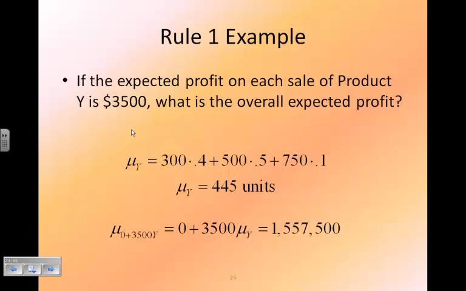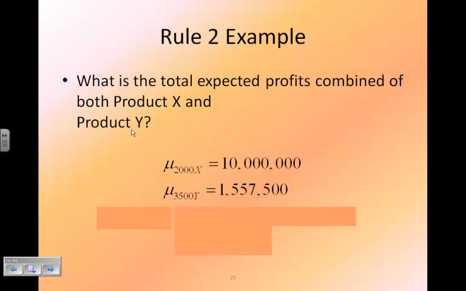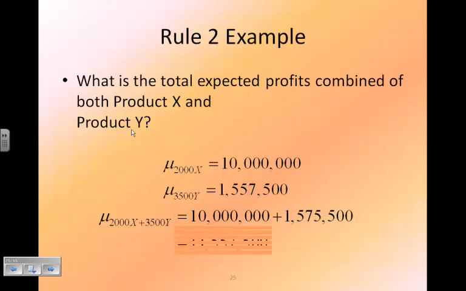All right, so now rule number 2. What's the total expected profit combined of both product X and product Y? So if we're going to add them together, right? We're going to take them both. This would be rule number 2. We want to find the combined profits, so we can simply add them together and we get our answer.